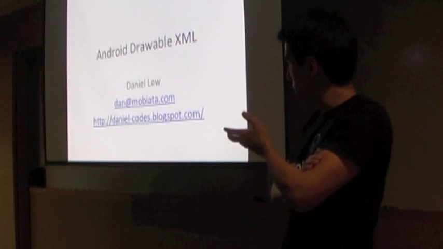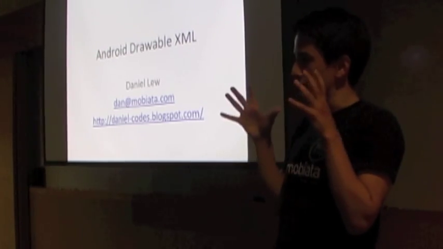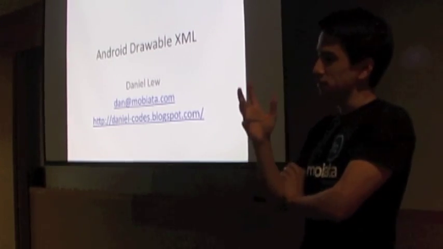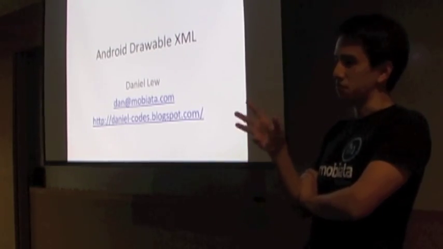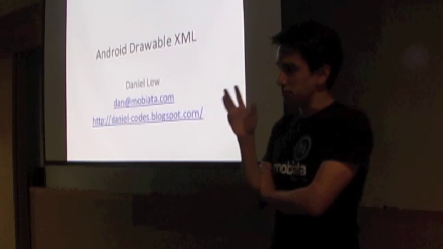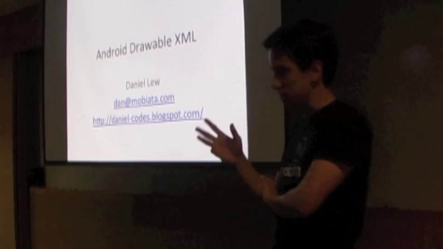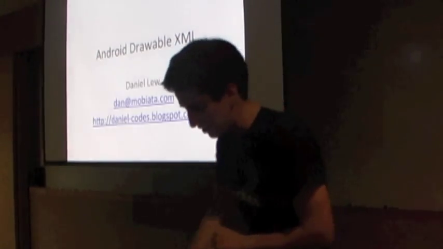Now, what I mean by Drawable XML is, there's all sorts of drawables that you can use in your application. Most of them are static images that you include in the Drawable directory. But you can also actually create XML files that you include in the Drawable directory, and there's a lot of interesting and powerful things you can do with that.